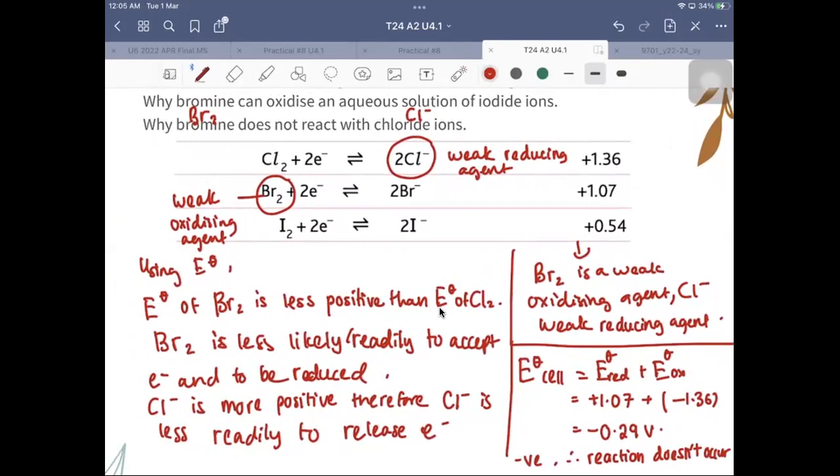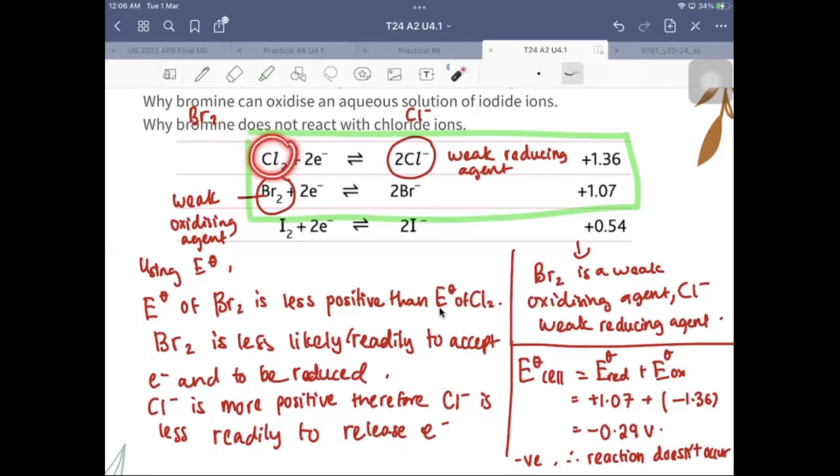So that means bromine cannot react with chloride, but can chlorine react with bromide? Yes, because chlorine is a strong oxidizing agent and bromide is a strong reducing agent, if we're only looking at these two. So what E naught values can tell you is who can be reduced and who can be oxidized. If we're looking at chlorine and iodide, can chlorine oxidize iodide? Yes, chlorine is a strong oxidizing agent and iodide is a strong reducing agent. So yes, chlorine can oxidize iodide to form I2 and Cl minus.